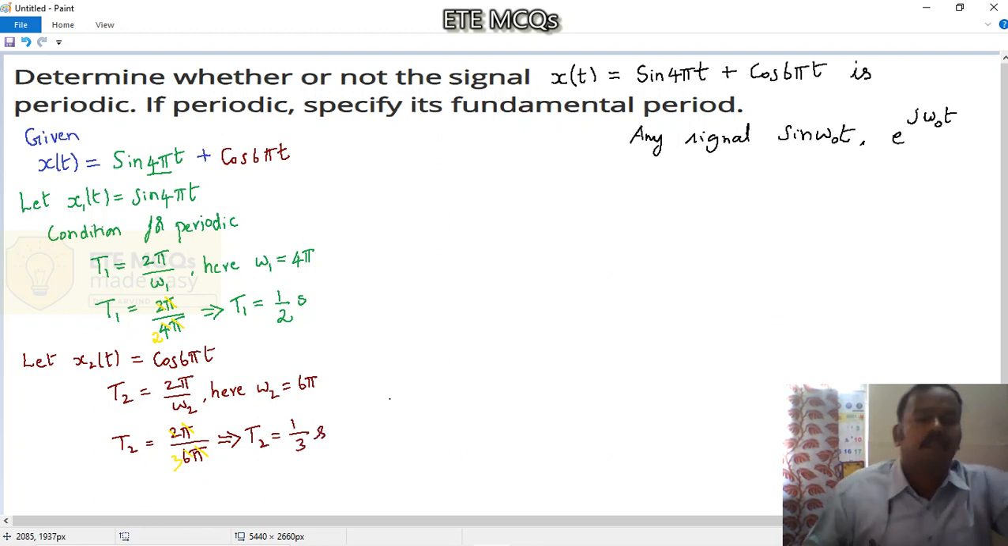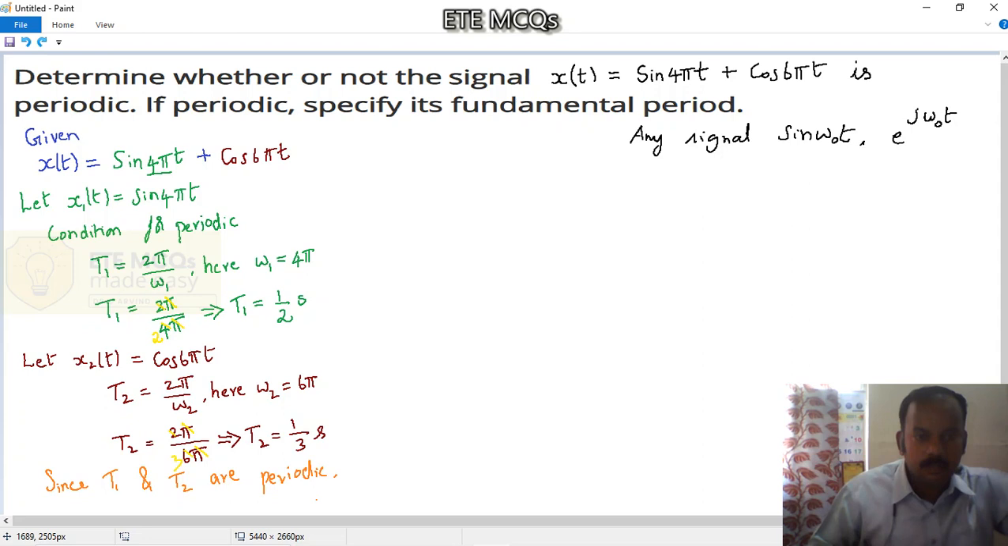Okay, so we have got T1 and T2. Now we need to find whether both are periodic. Both the signals are periodic, hence the overall signal also should be periodic. Since T1 and T2 are periodic, x of t should be periodic.